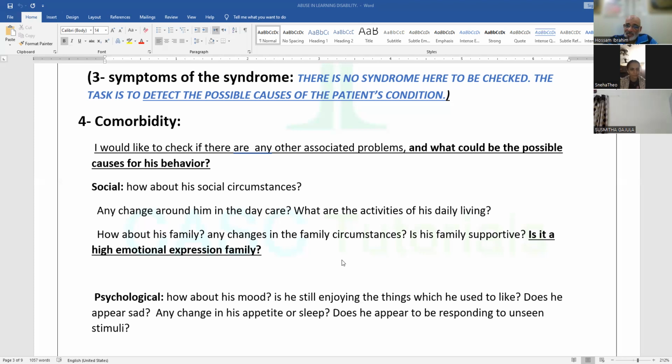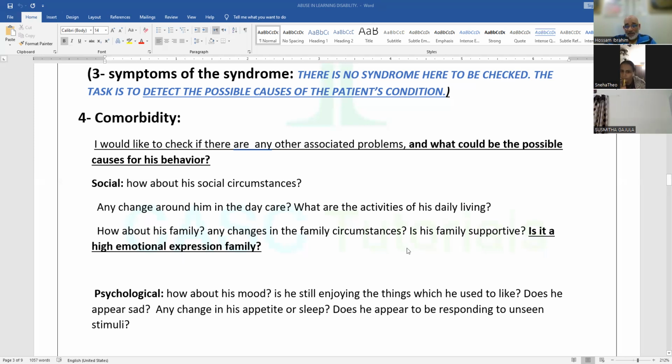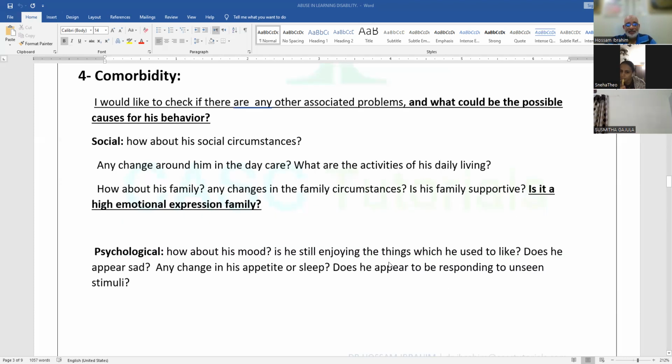I'm giving you tips to make you more distinguished from the other candidates. I know that you might feel that this is different from the other notes, but if you are going to do what is in the other notes, definitely you'll be like any other candidates. You'll be among the herd. I want you to be distinguished, so bear with me, please. So how is it a high EE family? Ask him directly, is it a high EE family?